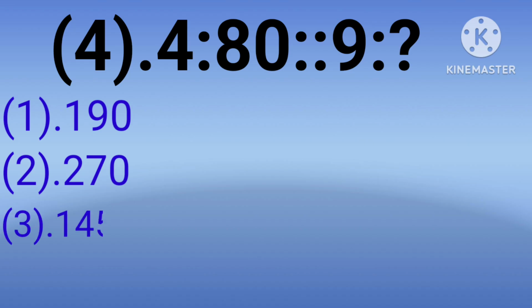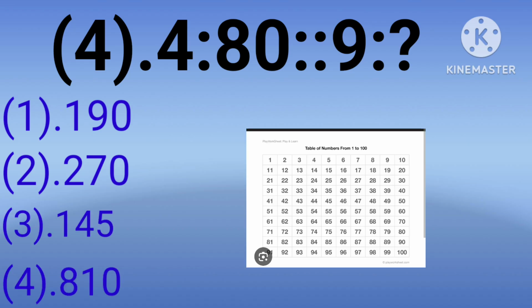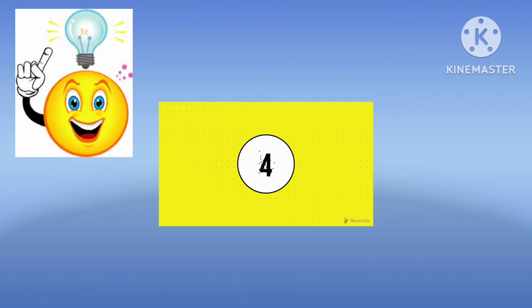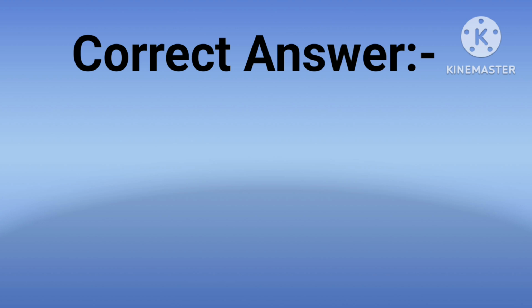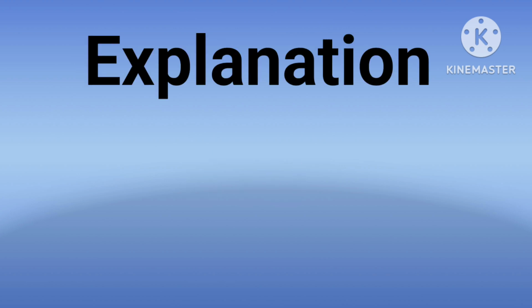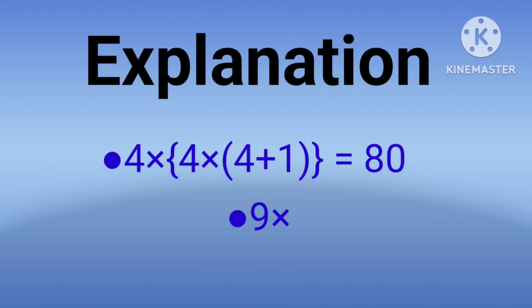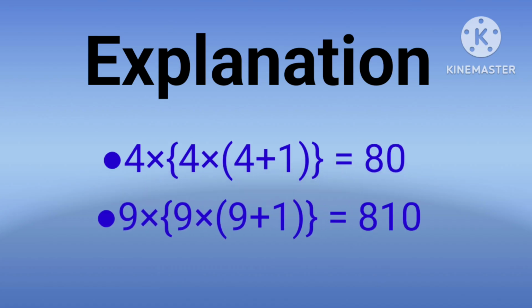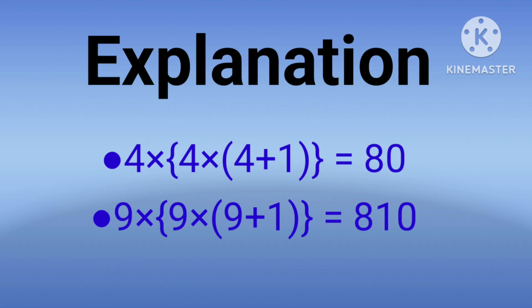My fourth question is: 4 is similar to 80. What is similar to 9? First 120, second 270, third 145, fourth 810. The correct answer is 810. Explanation: 4 multiplied by (4 plus 1)... is equal to 80. 9 multiplied by (9 plus 1)... is 810.